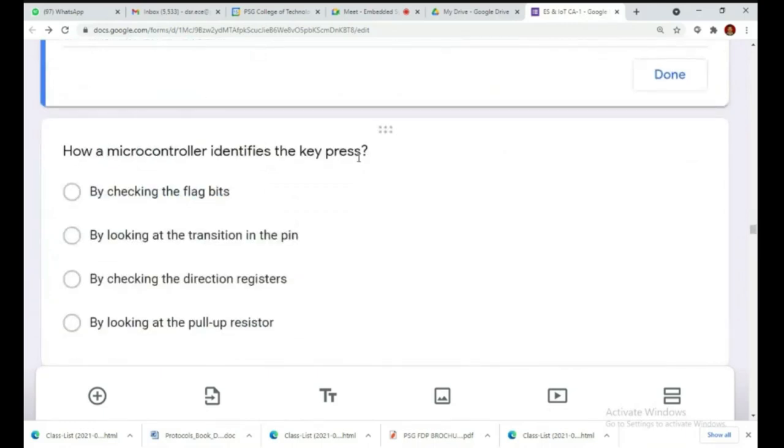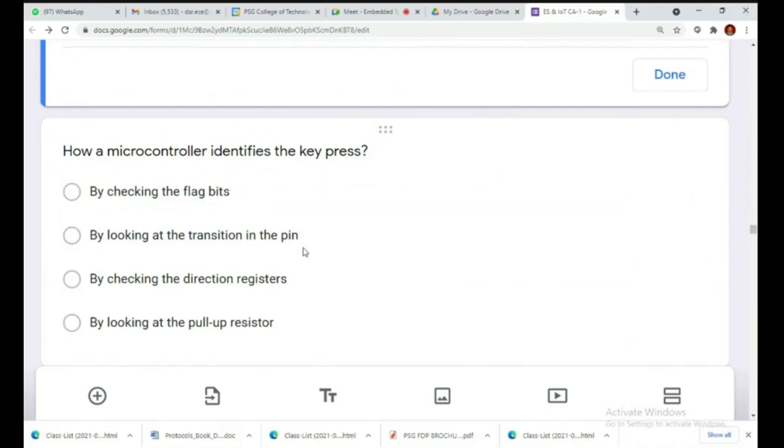How does a microcontroller identify a key press? A microcontroller identifies the key press only by the pin. Because the keys are connected to the pins, and all the pins are already connected to pull-up resistors, all the pins are in logic one state by default. So when you press the key, the only way for the microcontroller to identify the key press is to produce a transition from 1 to 0. By looking at the transition in the pin, the microcontroller identifies the key press. So the right answer is the second one.